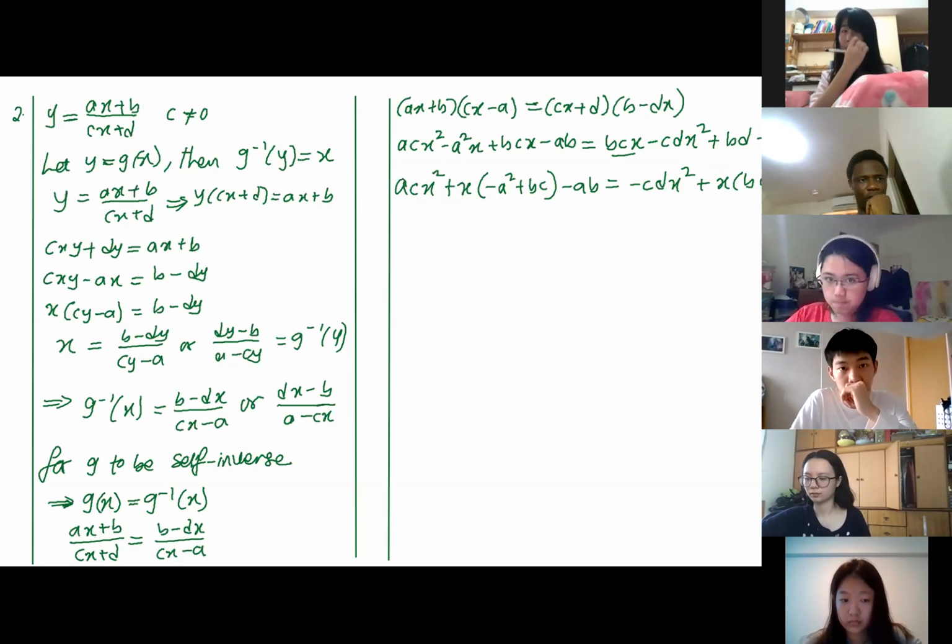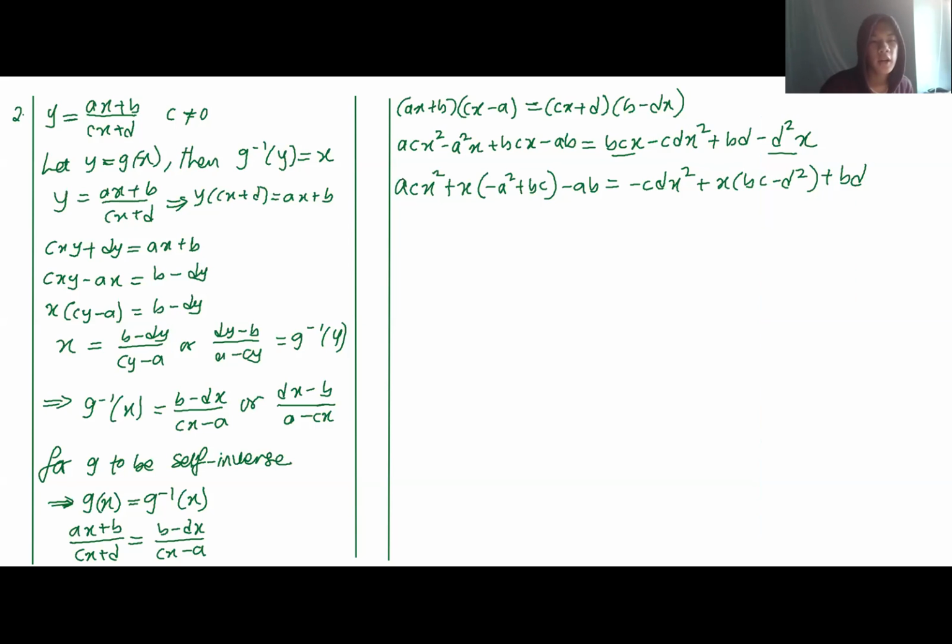Understood? Okay, good. Why did you have to expand though? Can't you just compare from g of x equals g minus 1 of x? We can't do that because if their denominator was the same, then we can say that. Because you mean to say maybe d is equal to negative a? Yeah. It has a point, you know, because even at the denominator, a will be equal to negative d, and b still remains b, c remains c. You have a point there, actually.